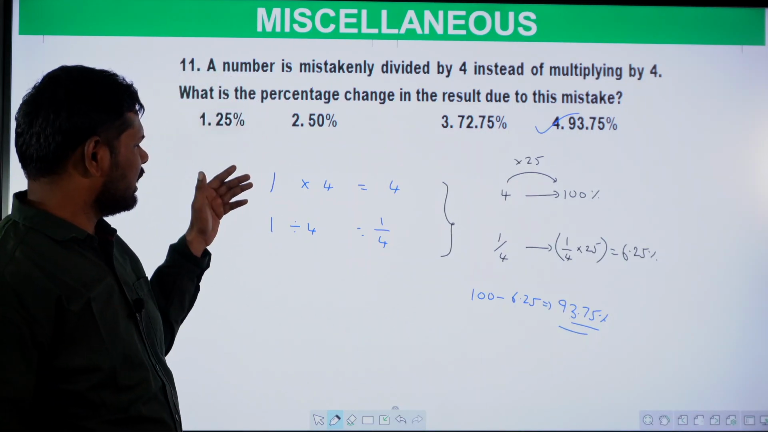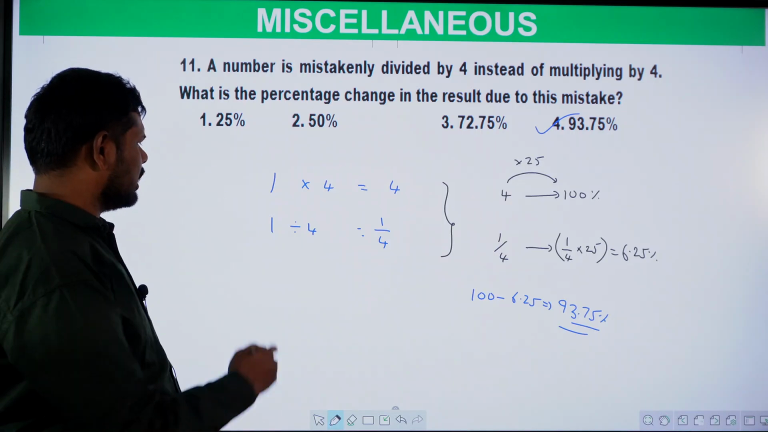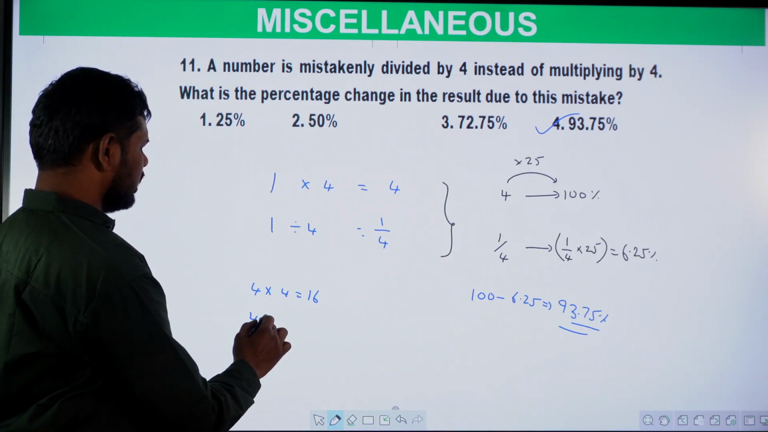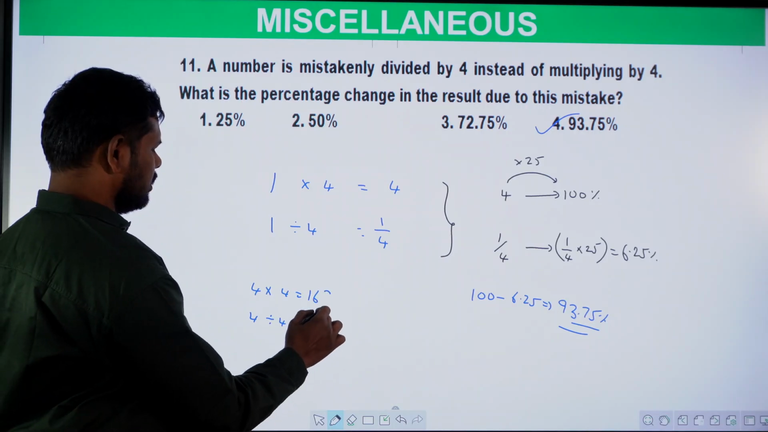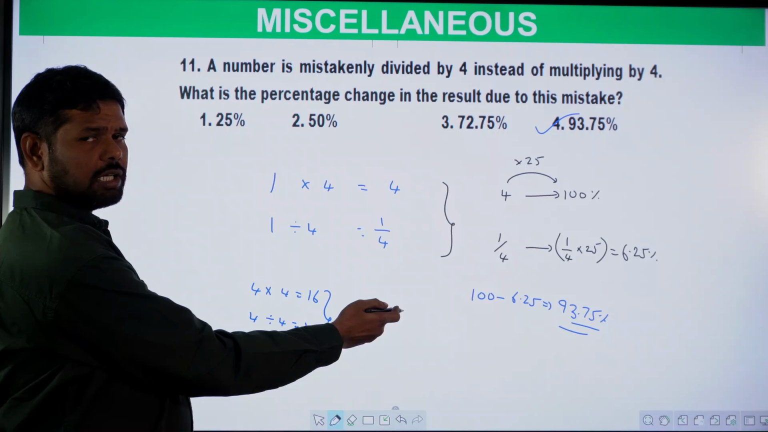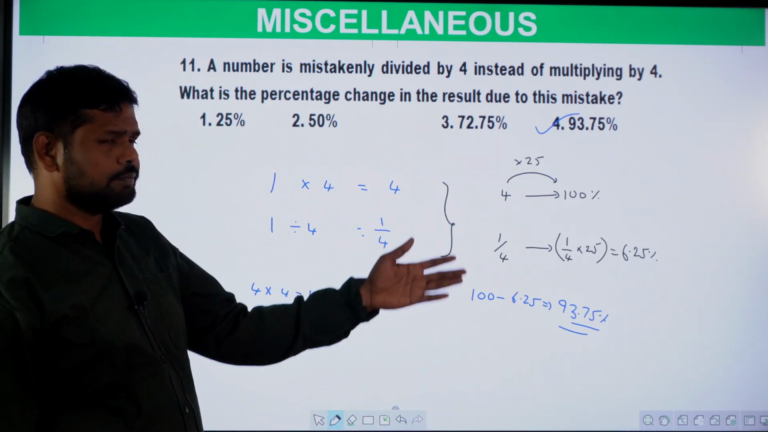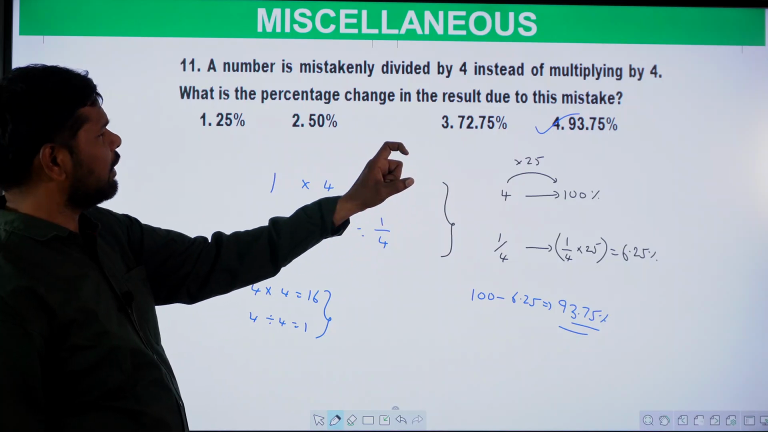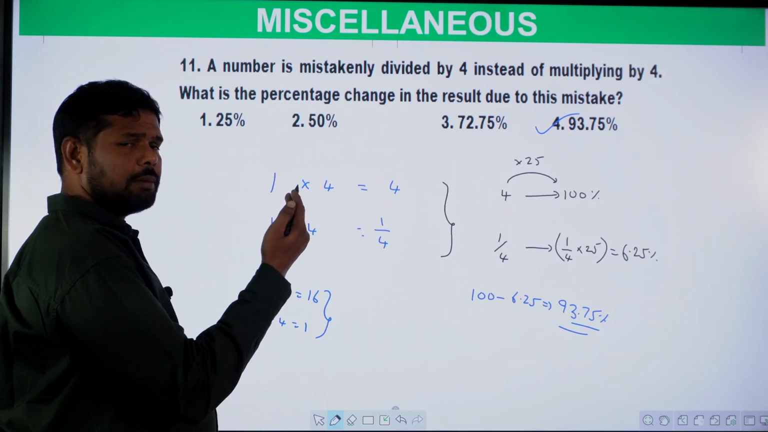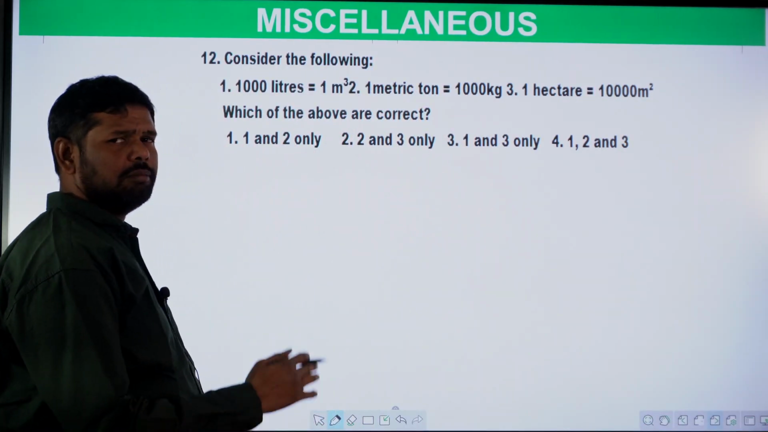Whatever the value, 1, 3, 400, whatever you want, take. Suppose 4 also, okay. 4 into 4 is 16. Suppose 4 divided by 4 is 1. So what is the change here also? 15 parts. So 16 gives 100, 15 gives how much? Same answer. Yes, clear? So 93.75% is the change. It belongs to the percentage chapter and miscellaneous both. Very basic question again.